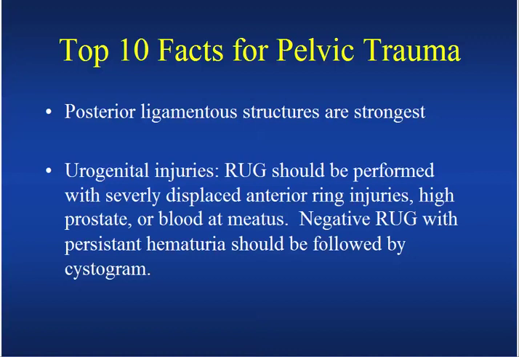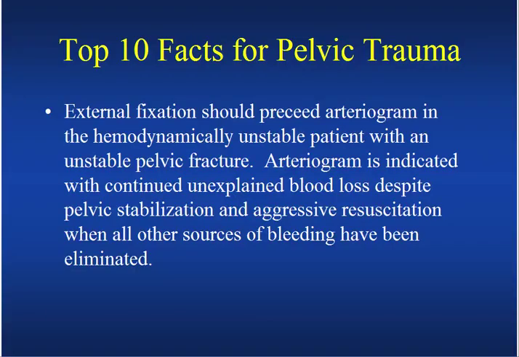Urogenital injuries: when you have a severely displaced anterior ring fracture, wide open pubic symphysis diastasis, a high-riding prostate on clinical exam, blood at the urethral meatus, those patients need to have a retrograde urethrogram. If they have persistent hematuria and the RUG is negative, then they need to have a cystogram to rule out a bladder rupture. External fixation, now Dick mentioned this, but this is a little bit controversial.